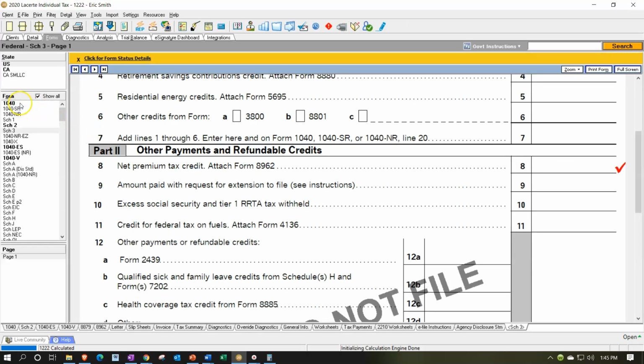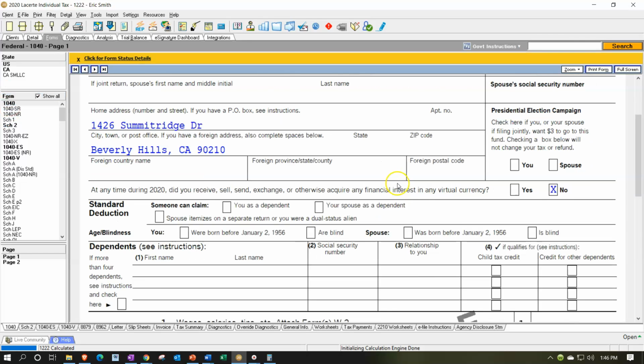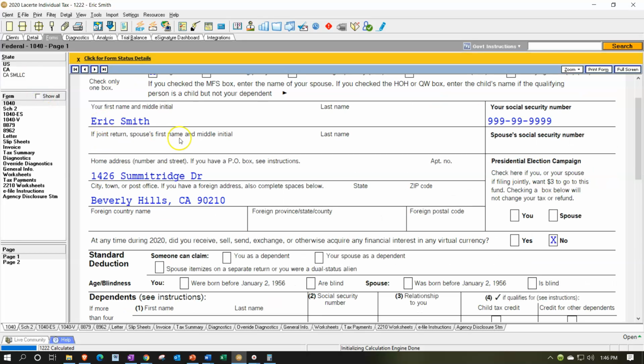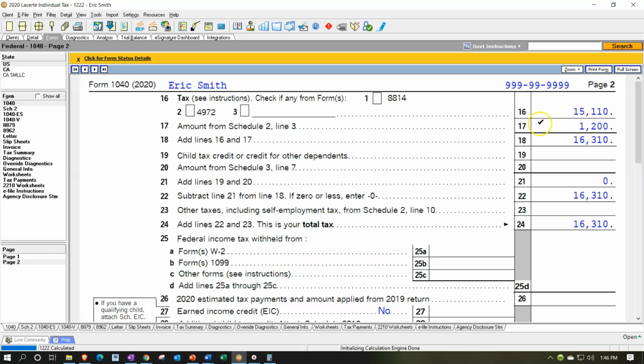If I go to the forms, in this case we have an excess of the amount of payment, and that's going to be on schedule two of the 1,200. Why? Because obviously the income level is above, at the 100,000, which would basically disqualify for any kind of credit here. So then on page two, we see that we have the 1,200 basically increasing the tax in this case, because again, what would have happened there?